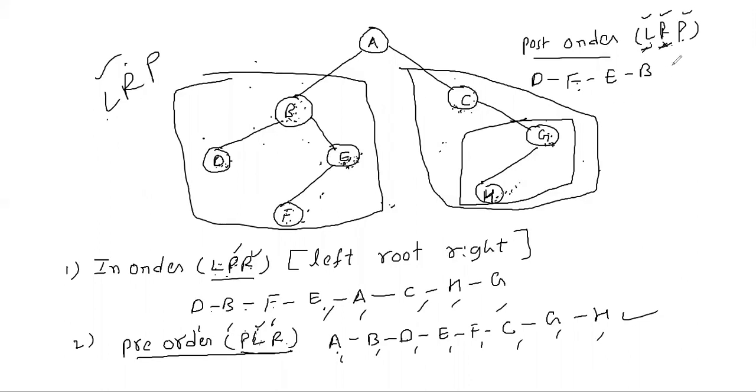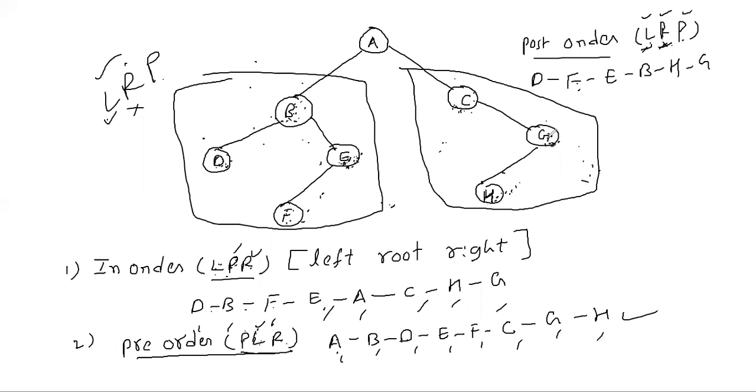For this subtree, left, what is there? H. Right, what is there? Nothing will be there. Next, left completed, right nothing is there. Next parent. What is the parent? G. Right, G. So this G part completed. So now left completed, right completed, this parent is also completed.